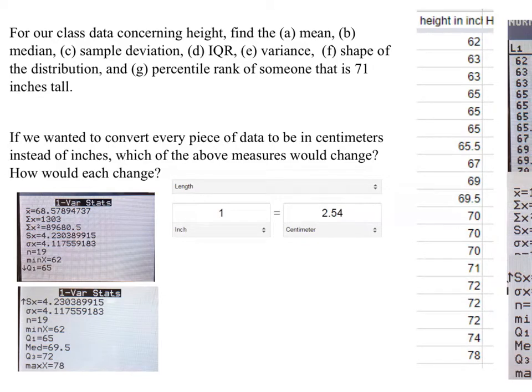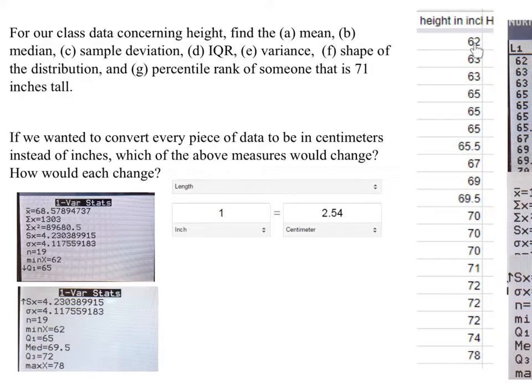In this video, we're going to talk about some translation review and maybe one new thing, and then we're going to talk density curves and the Z-statistic. So, our class data concerning height, you can see here off to the side, and I've brought in just a ton of stuff here, different screen captures of my calculator.